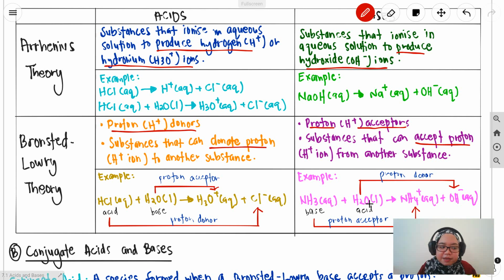So remember that according to Bronsted-Lowry theory, water can behave as acid and base.